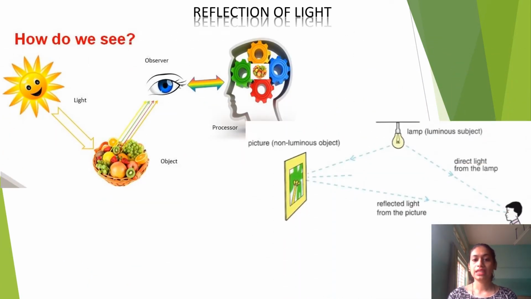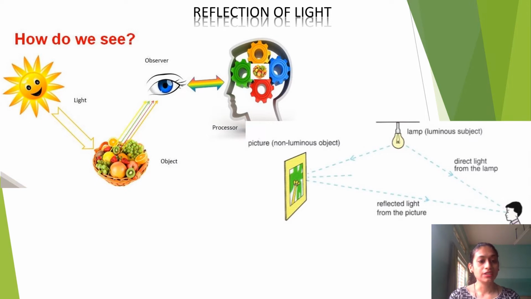Now, we will be seeing the next topic, and that is reflection of light. As you can see, there are two pictures given here. One is the picture which can be seen by the human eye, and the second shows how the luminous object reflects the light. When a ray of light falls on any polished, smooth, shiny object, light from the object bounces back towards our eyes. And this is the phenomenon which is called reflection.